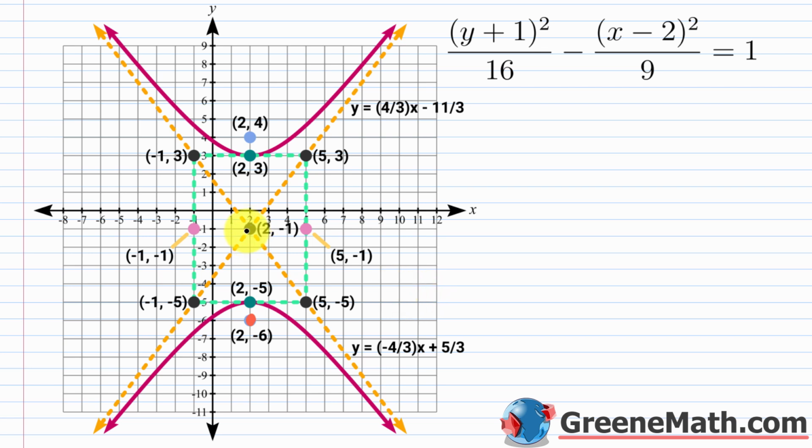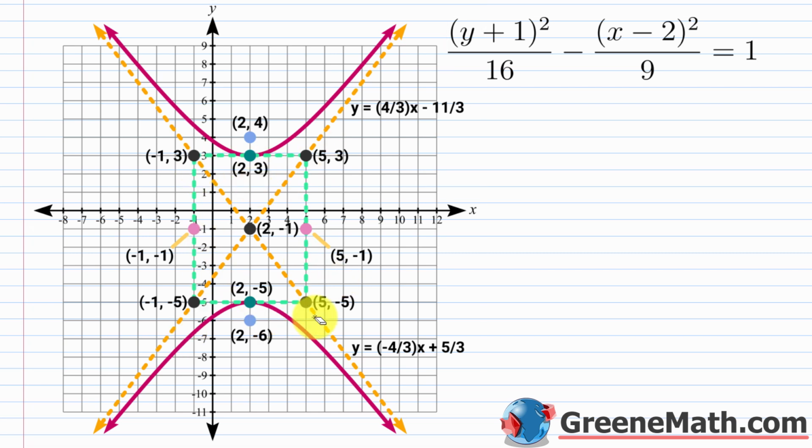So from the center, I'm going to go 3 units to the right and 4 units up, and I'm going to end up at 5, 3. From the center, I'm going to go 3 units to the left and 4 units up, and I'm going to end up at -1, 3. From the center, I'm going to go 3 units to the left and 4 units down. I'm going to end up at -1, -5. And then lastly, from the center, I'm going to go 3 units to the right and 4 units down, and I'm going to end up at 5, -5. So those are the endpoints for the fundamental rectangle.